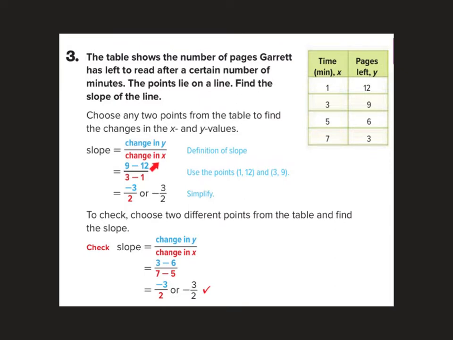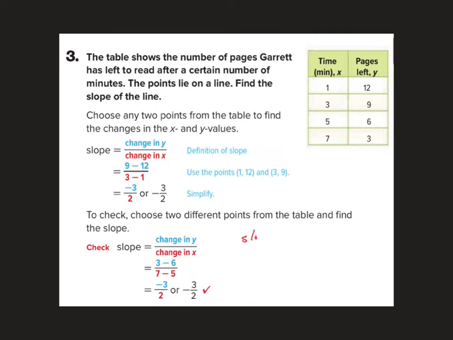And then we're going to also take a look at the change in x. And we've got an increase here. 1 to 3 is an increase of 2, plus 2 to get to 5, and plus 2 to get to 7. So we could use the points (1, 12) and (3, 9). Remember, it's change in y over change in x. Here's what that equation looks like.